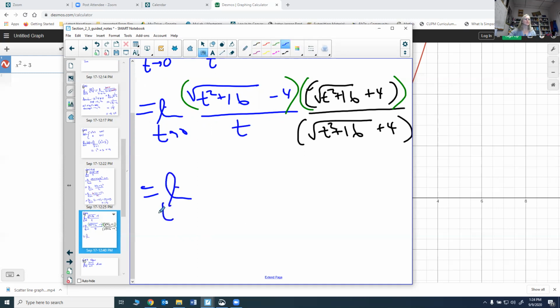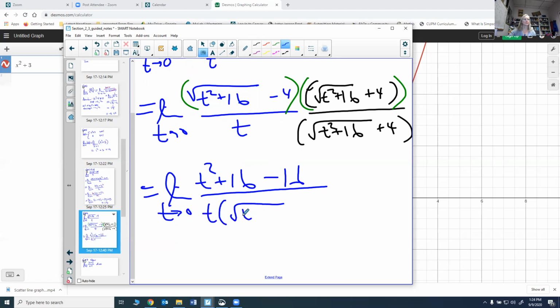So the limit as t goes to 0. Foiling this out, a square root times itself is just the thing inside. You're going to have the square root times 4 minus the square root times 4, so the two terms are going to cancel. And then I'm going to have minus 4 times 4, which is minus 16. All over, and again, I wouldn't multiply out the bottom yet. And we'll see what happens. We might need to multiply it out, but I doubt it.